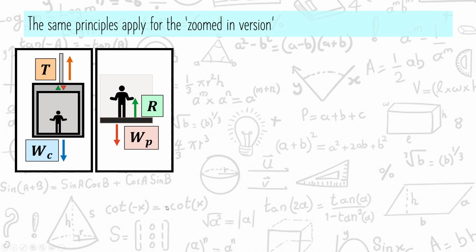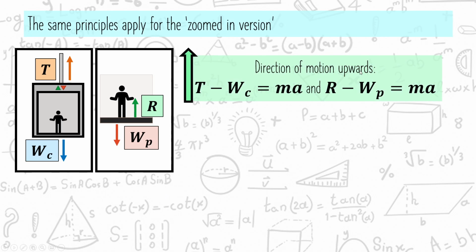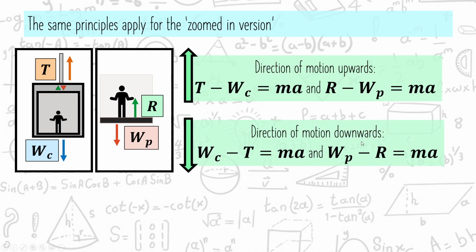The same principles apply for the zoomed in version. So if the direction of motion and the direction of acceleration is upwards, we could set up the problem as the reaction minus the person's weight. And if the direction of motion is downwards, we can just reverse the direction of both of these forces.